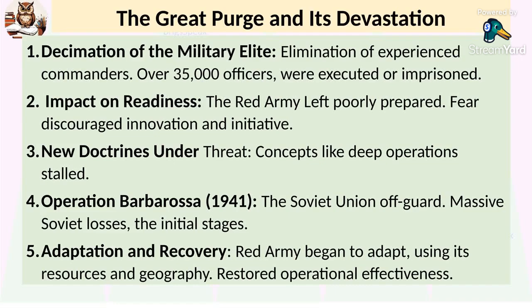During the Great Purge, over 35,000 officers, including top commanders like Mikhail Tukhachevsky, were executed or imprisoned. This left a leadership vacuum with inexperienced officers promoted to critical roles. The fear of political prosecution stifled innovation and strategic thinking. Revolutionary doctrines like deep operations were sidelined, further weakening the Red Army's combat readiness.